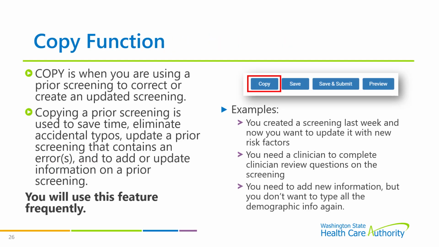Copy function. Copy is when you are using a prior screening to correct or create an updated screening. You will use this feature frequently. Copying a prior screening is used to save time, eliminate accidental typos, update a prior screening that contains an error, and to add or update information on a previous screening.